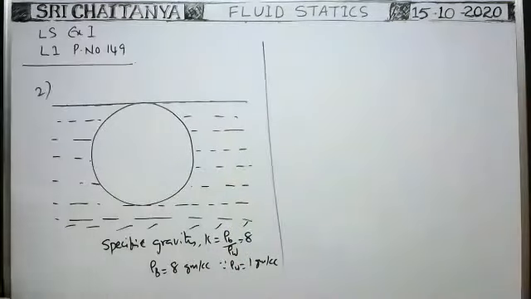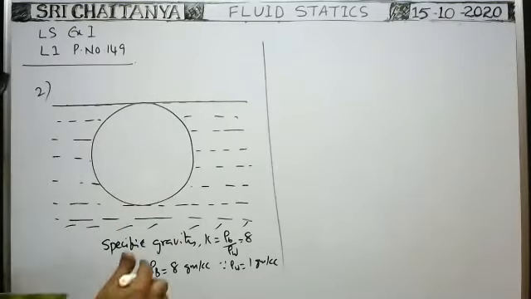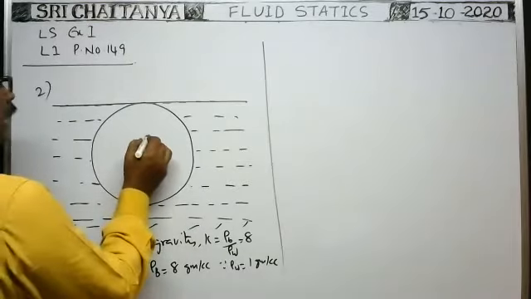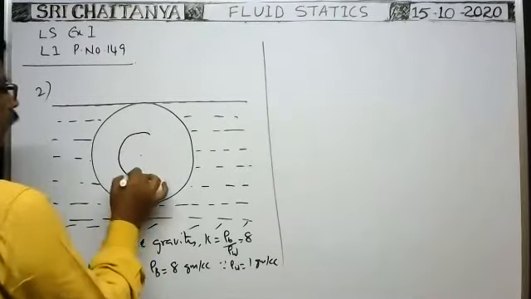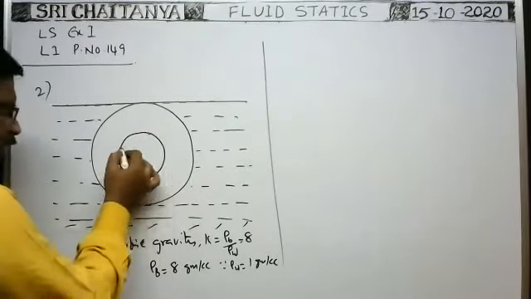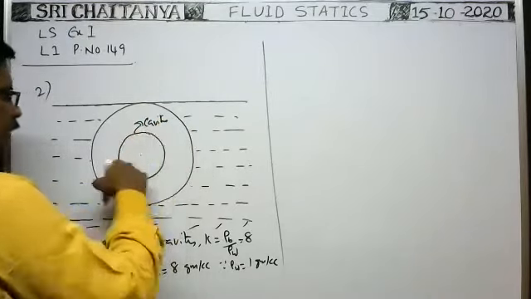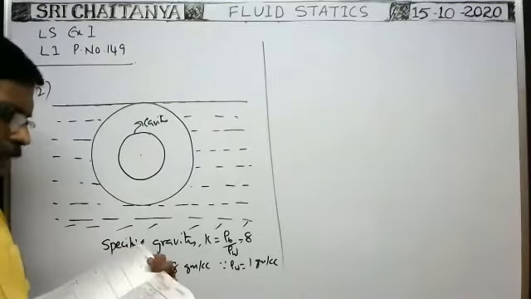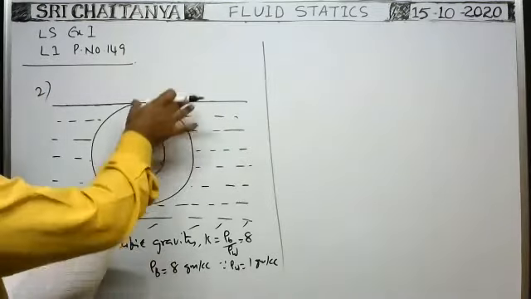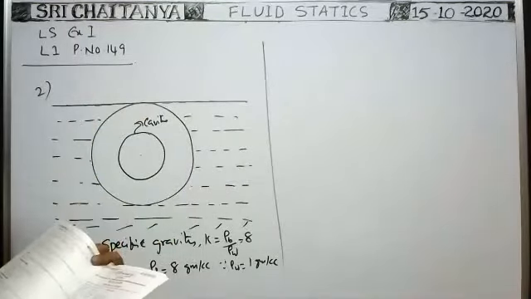So the density of the material of the sphere is given. But it is having a concentric cavity. That means the center of the cavity and the center of the sphere both coincide. So here it is the cavity. The cavity is there in the sphere, which, when it is kept on the surface of the water, just submerges like this. Just submerges.